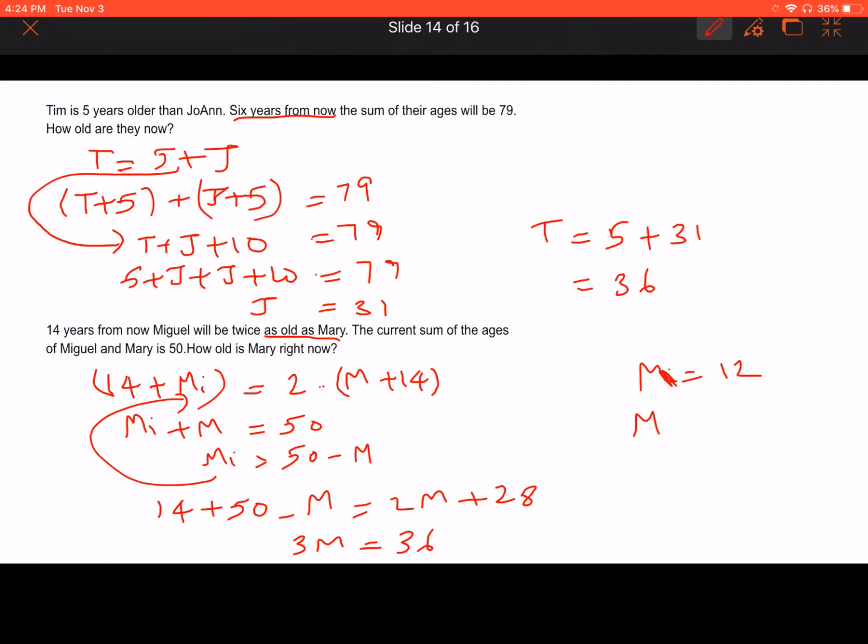So what is the age of Miguel? So how old is Mary right now? So we can stop the equation with this. Mary is 12 years old.